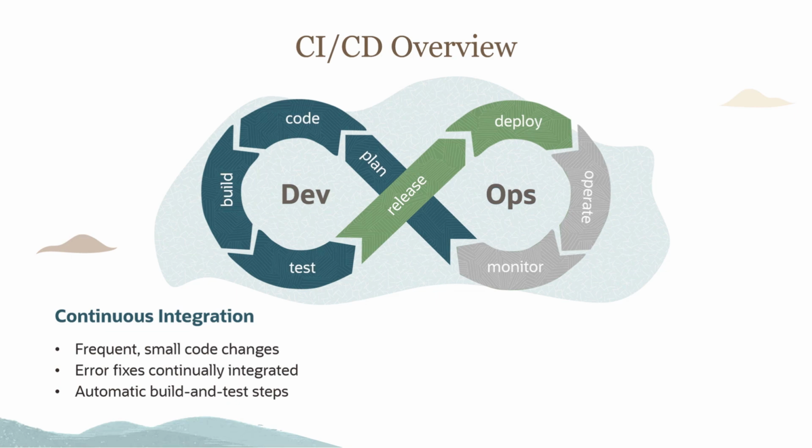Each change in the code activates a build that runs tests to identify any broken parts of the code, as shown in the blue area on the diagram.